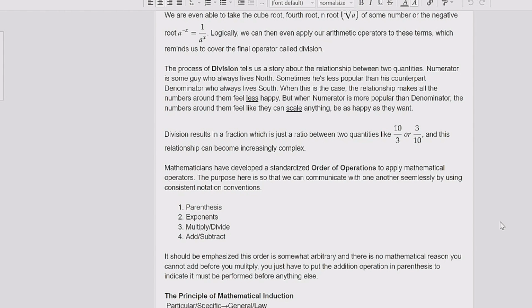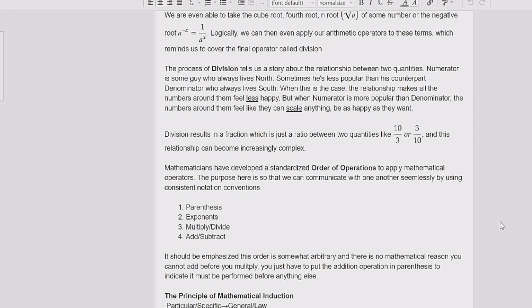When Numerator is really, really popular, everybody around them, all the numbers around them, are scaling. They're getting bigger and growing. When Denominator is more popular than Numerator, everybody around those two people, those ratios, let's call them brothers, everybody around them is doing less well. They're not as happy, and they're getting smaller and smaller. They're not able to scale. That is a fun way to think about division. Obviously, it's just a ratio between two quantities and the relationship between them, and they can increase in complexity as you move through your mathematical career.